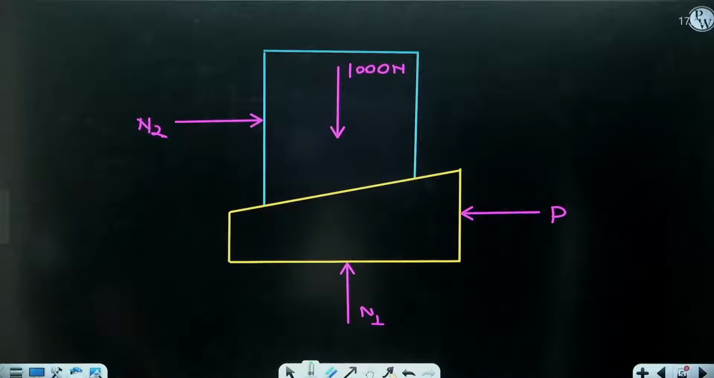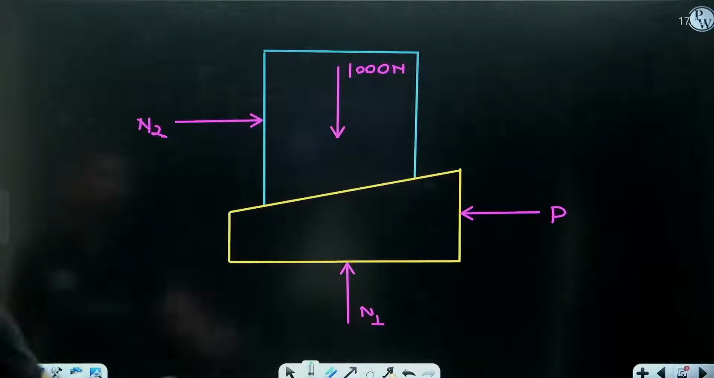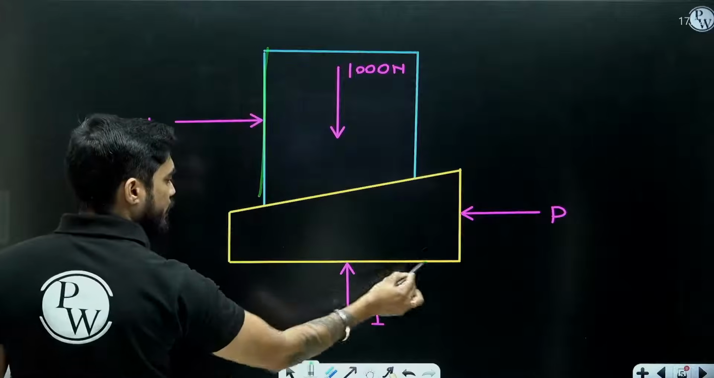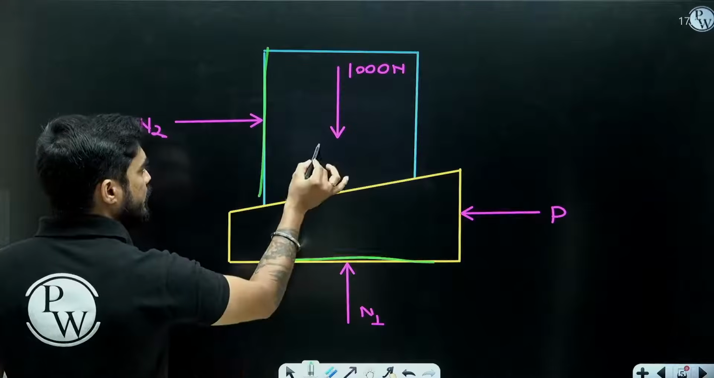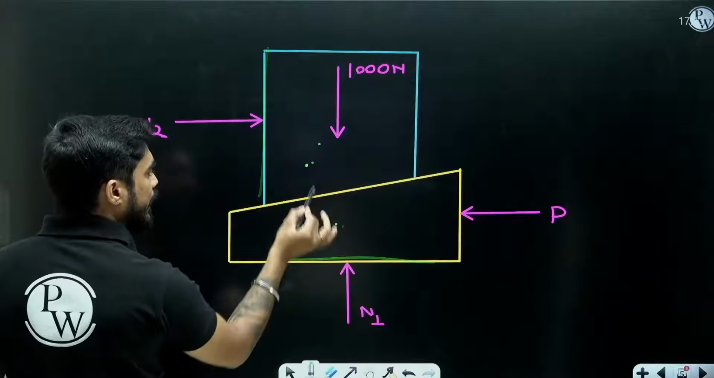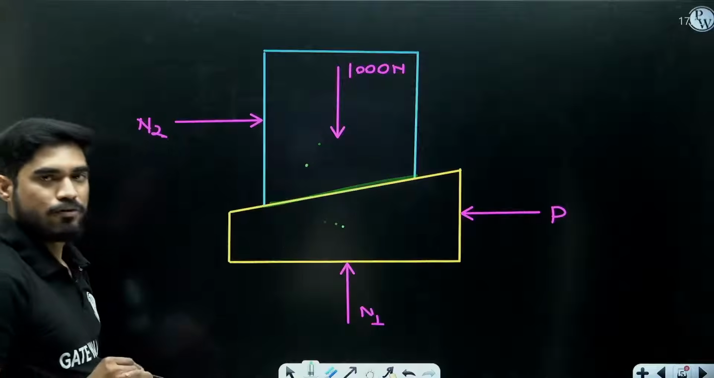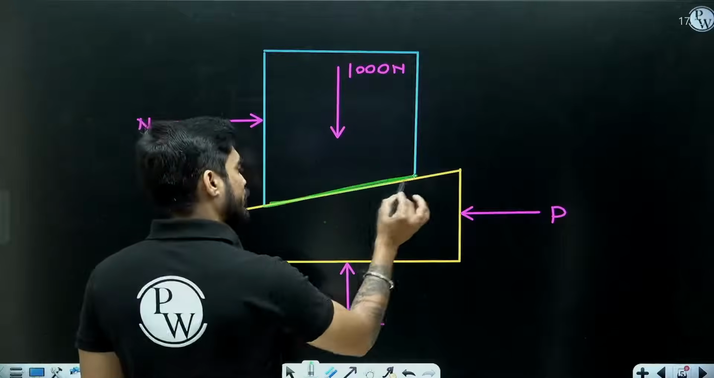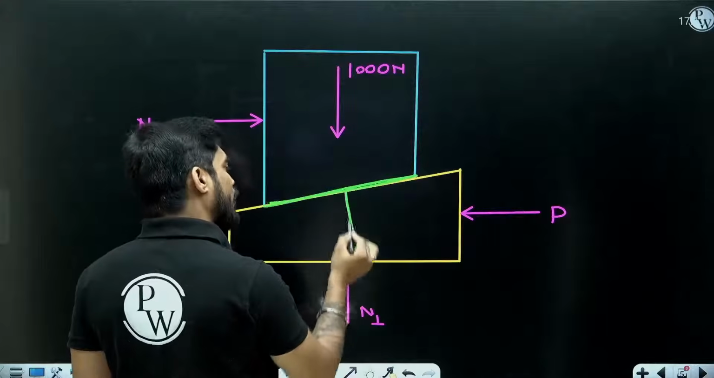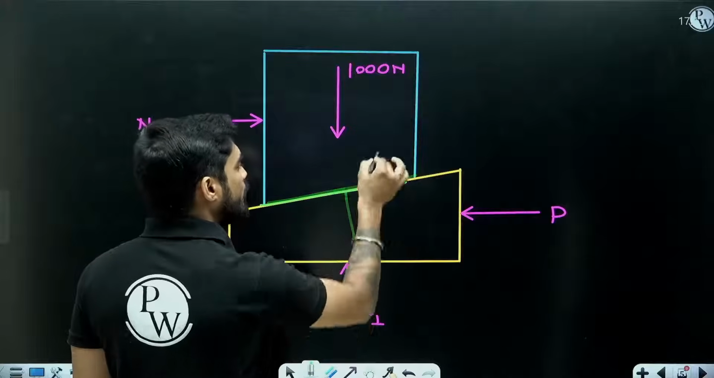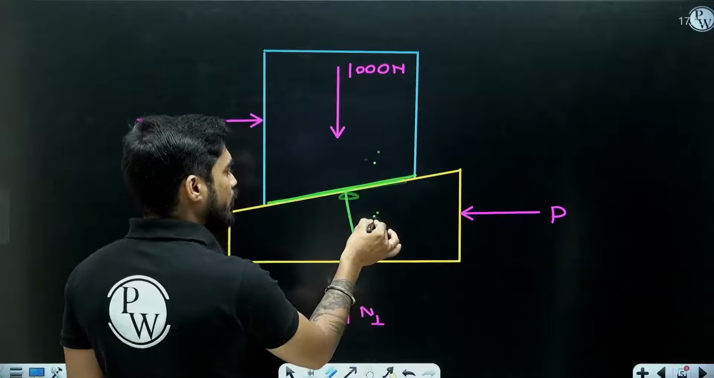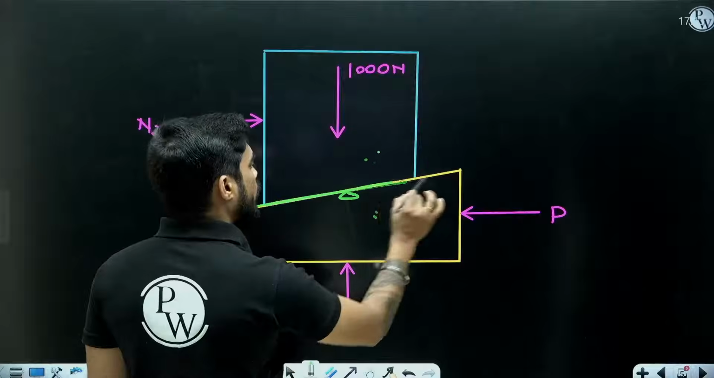Now there will be no friction force on this surface and this surface, okay? And right now, as this body and this body are connected together, there are no forces on this surface. If you are thinking there will be friction force on this surface, there will also be normal force on this surface, but both the bodies are connected right now. So I will not show the force on this surface.